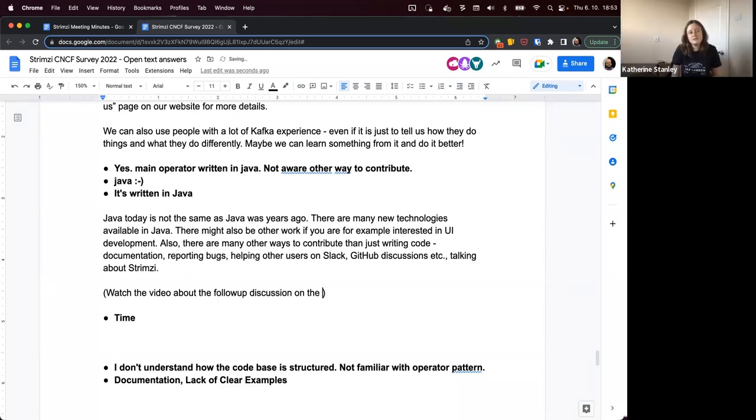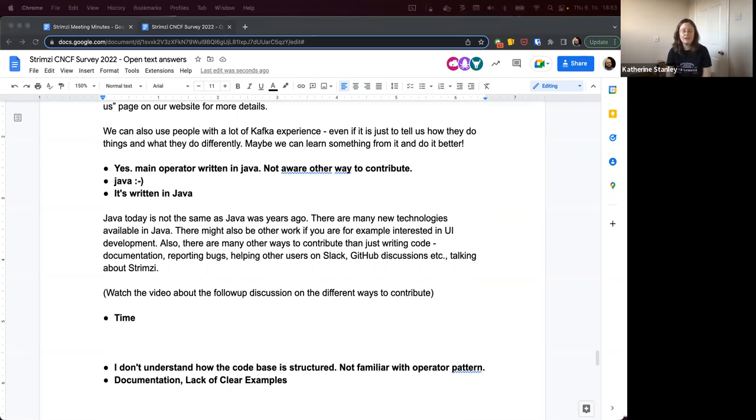Yeah, I guess it's definitely worth noting that even if people don't know Java or don't want to write Java, a lot of the discussions that happen in the proposals are more about how a user should make use of this, and again, with the Kafka piece, how should we interact with Kafka? What steps should we take? So actually you don't need to know the ins and outs of Java for those discussions. There's definitely plenty of discussions happening around Strimzi where you don't have to have looked at the code at all.